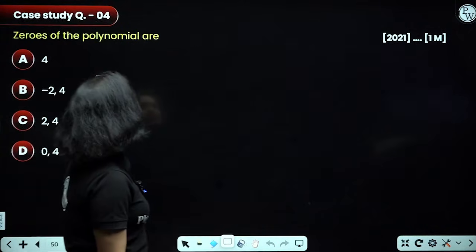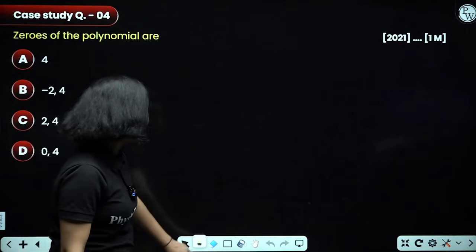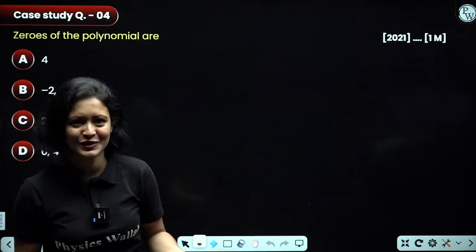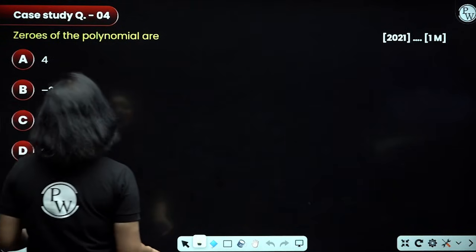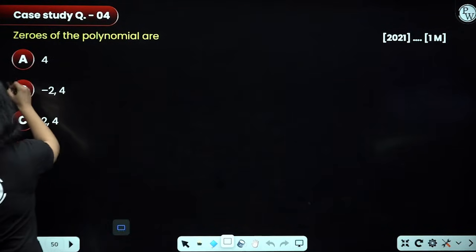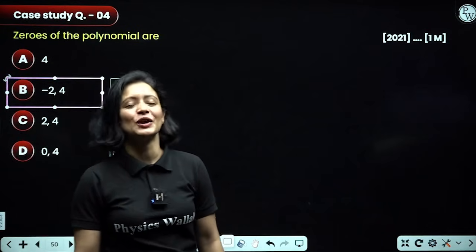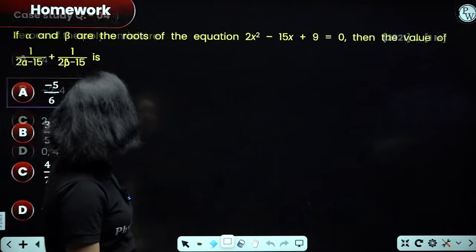Okay. Next question. Zeros of the polynomial are. Okay, so for the same polynomial, zeros are being asked. We have already figured out zeros, right? We have figured out that the zeros are what? Negative 2 comma 4, right? So option number B is the correct answer. Okay. So yes, that is all, I think.